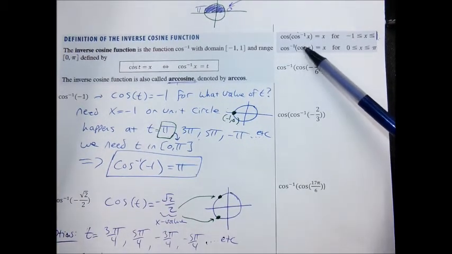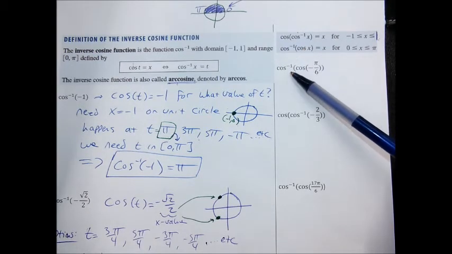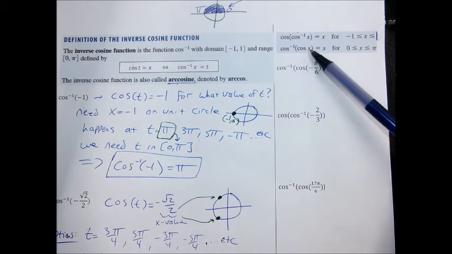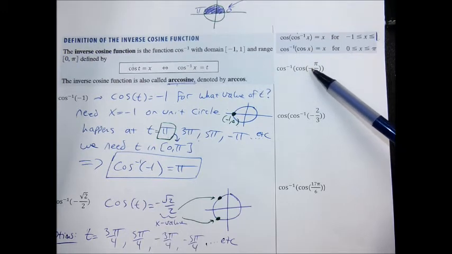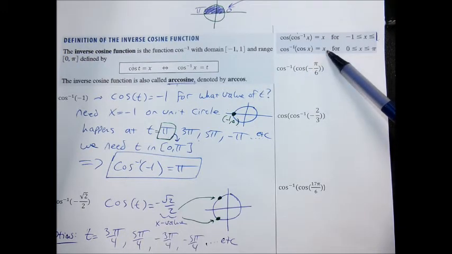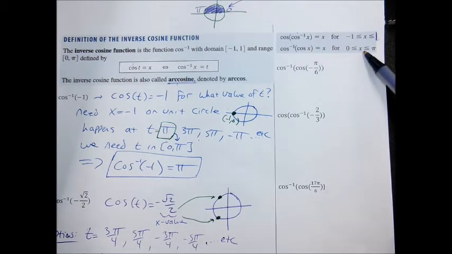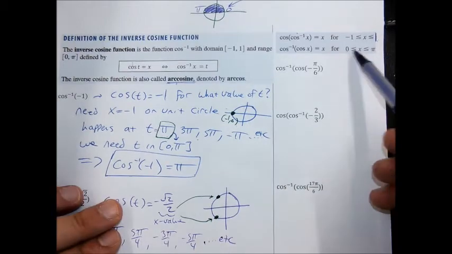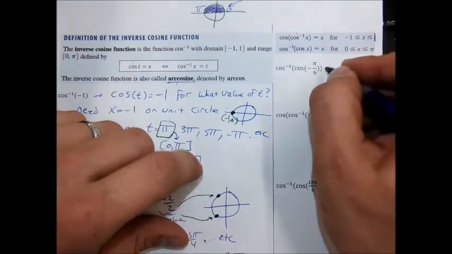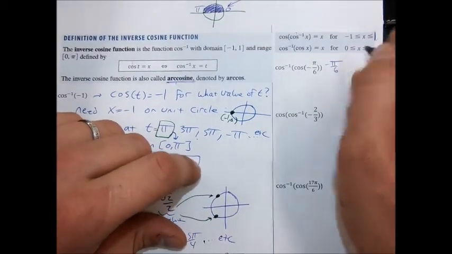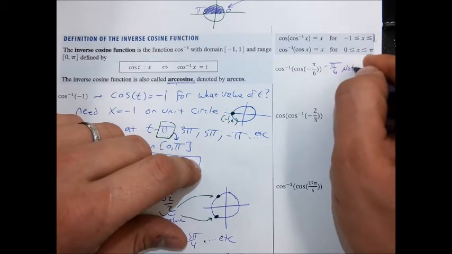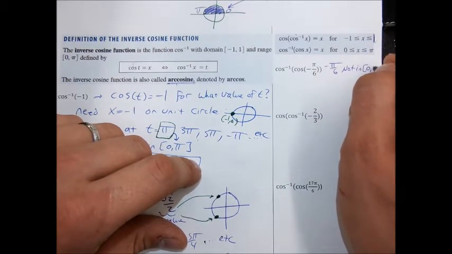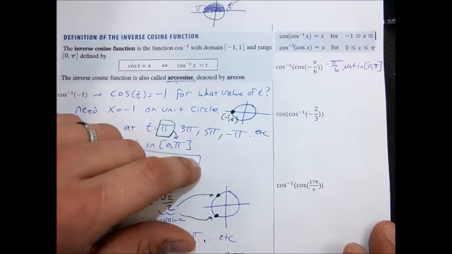So this looks like this type thing, right? We've got the cosine inside the inverse. And so the answer is minus pi over 6 as long as minus pi over 6 is between 0 and pi. But is it? No, it's not, right? It's negative, and everything in that interval is positive. So minus pi over 6 is not in the right interval. It's not between 0 and pi.